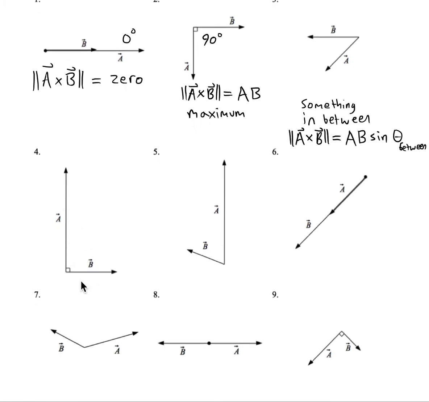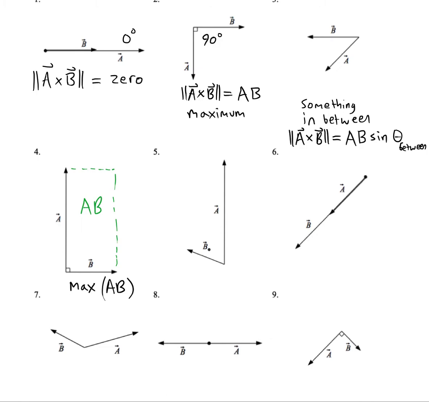Here, A and B are completely perpendicular, so we'll have the maximum cross product, which is A times B. One way to think of it is it makes a rectangle, and the cross product is the area of the rectangle, A times B.